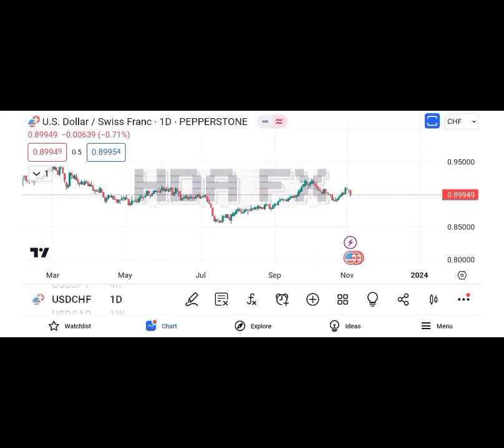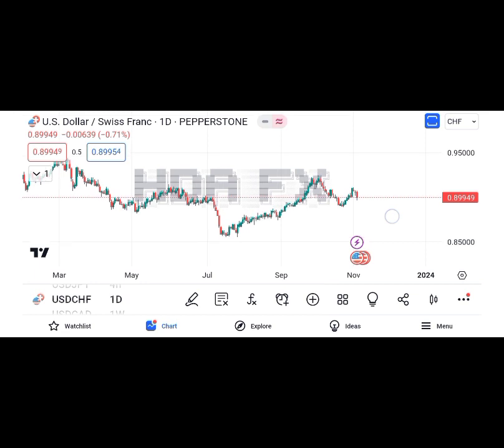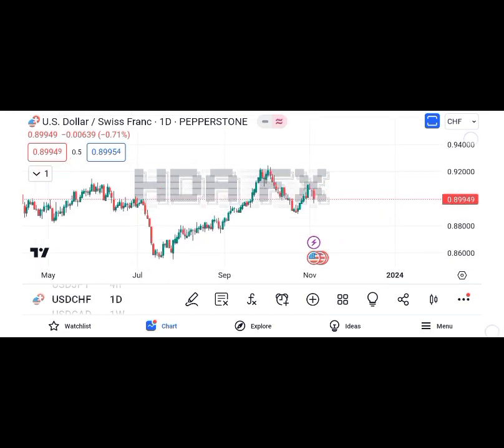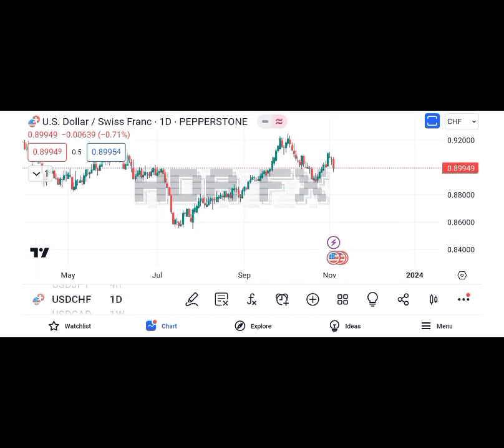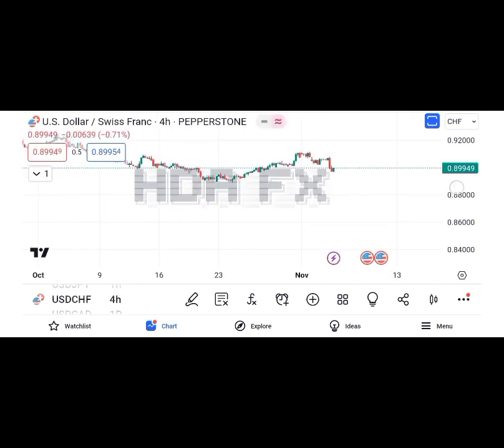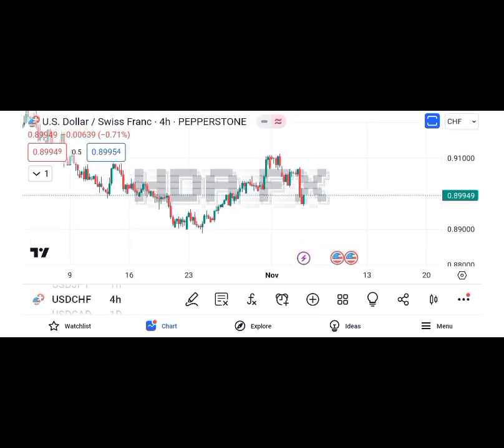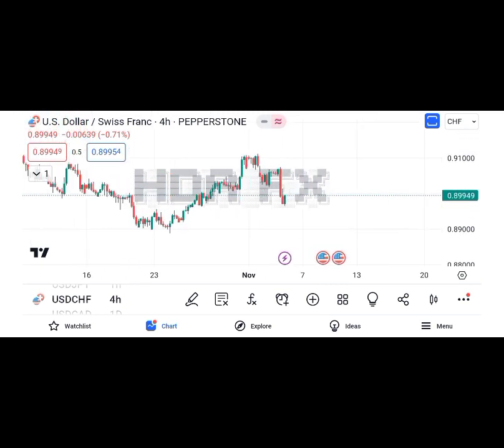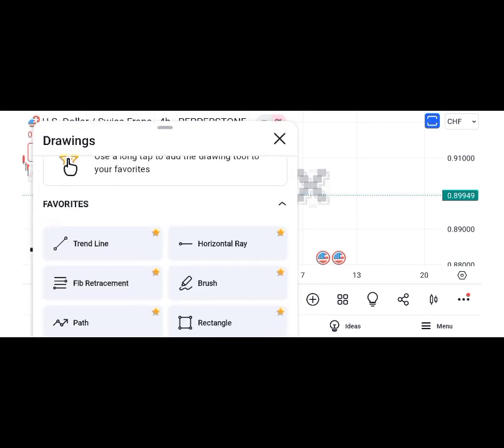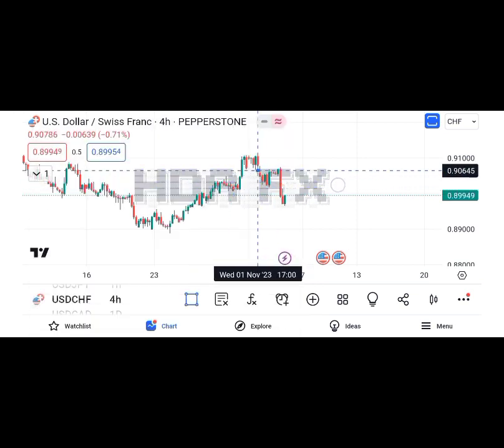Our next pair is USDCHF. On this pair, on the daily time frame, I have no clear picture here. So let me move down to the 4-hour time frame and see. Moving down to the 4-hour time frame, you can see that USDCHF is bearish, and we have these key levels here.